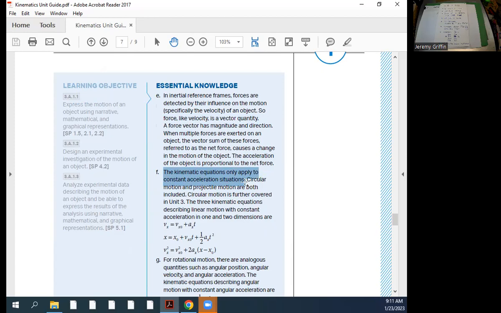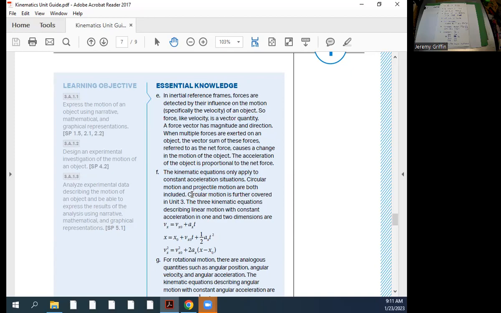Unless maybe you consider harmonic motions, like pendulums going back and forth, or a mass on a spring. You could take the rate of change forever and just get these sine and cosine graphs forever, right? But just like a car speeding up or slowing down, we're assuming what's called uniform acceleration, so constant acceleration. Circular motion and projectile motion are both included.